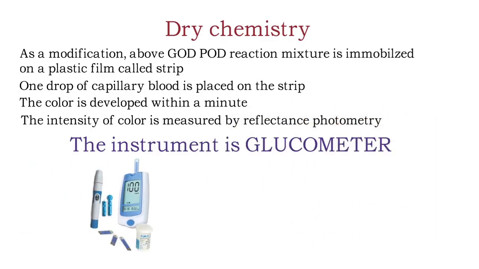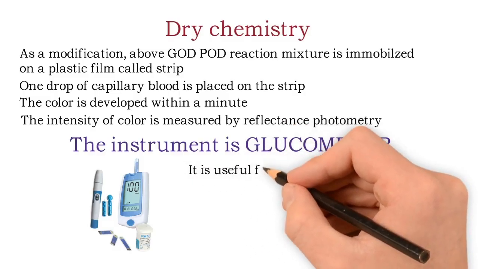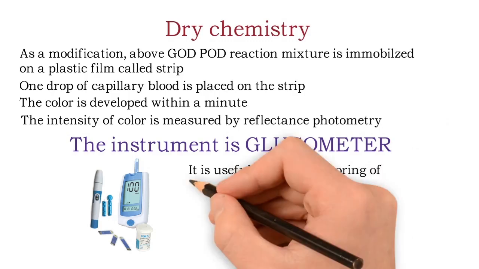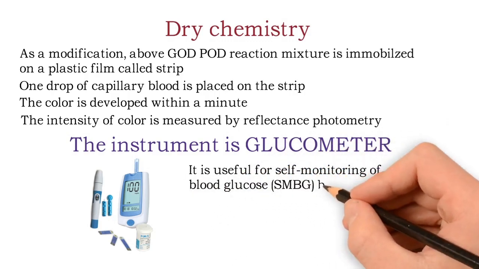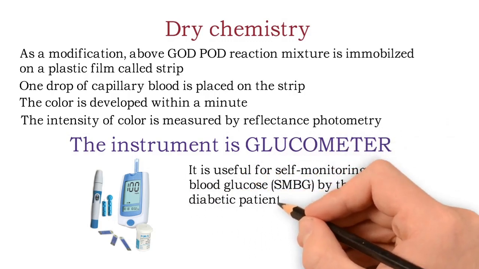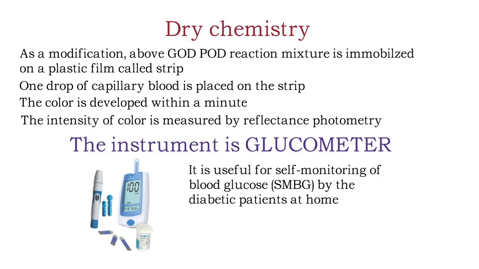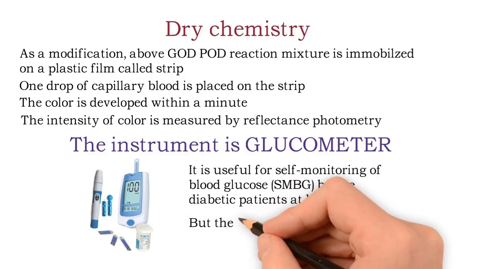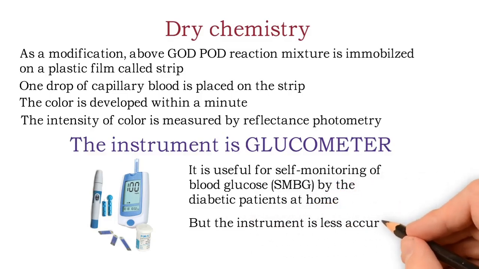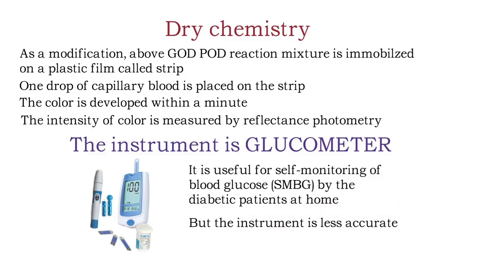This is the glucometer set having lancet gun to prick the finger and get the capillary blood, then strip and glucometer machine. Advantages of this glucometer are: it is useful for self-monitoring of blood glucose for diabetic patients at home. It is an easy, quick, convenient method, but the only disadvantage is the instrument is less accurate, but it can give a rough idea about hypo or hyperglycemia.